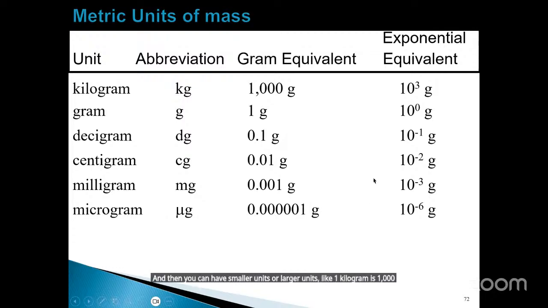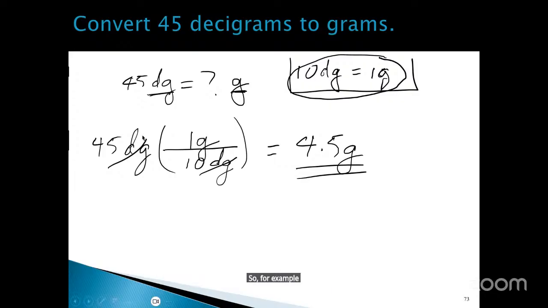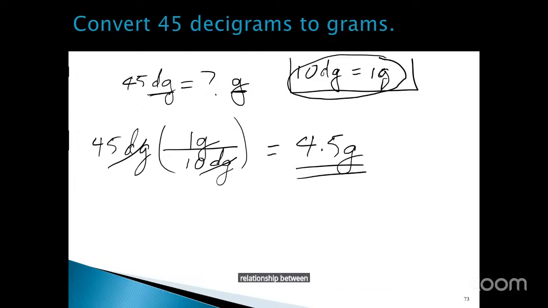All right? And in terms of conversion, going from one unit to the other in grams, it's the same idea as we discussed earlier with length. So for example, you're given this problem, 45 decigram, you're converting it to grams. So the first thing you need to establish is the relationship between the decigram unit and the gram unit. 10 decigram is equal to 1 gram. So this is how you set it up.